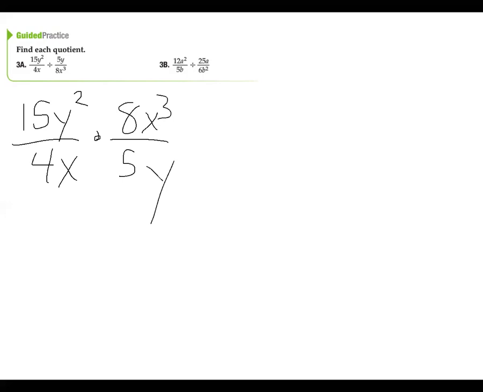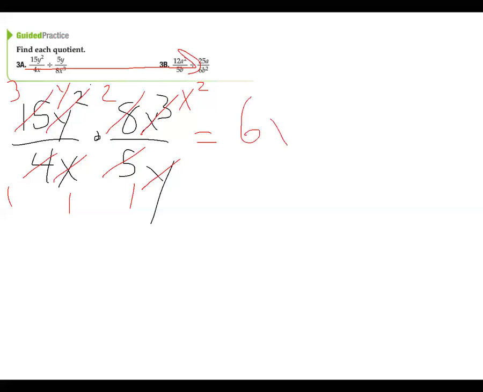All right, so the first one, 15y squared over 4x, will be multiplied by 8x cubed over 5y. The y squared, the 15 and the 5 cancel. The y squared and the y cancel to just a y. The 8 and the 4 cancel to a 2 and a 1. And the x cubed and the x cancel to an x squared and a 1. So if I multiply straight across the top, I would get 6x squared y over 1, which you could really just write as 6x squared y.